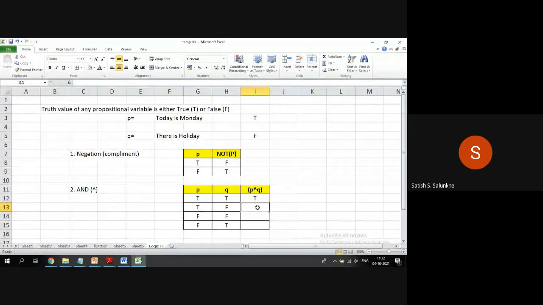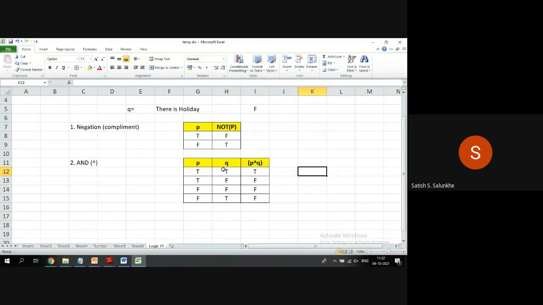So we declare this false if at least one of the propositions involved in this compound proposition is false; straight away the truth value of the compound proposition is false. Similarly, the same principle applies here: at least one of the propositional variables is false, so the compound proposition is false. Similarly here, which is false. So hope this is clear. Let us go ahead.